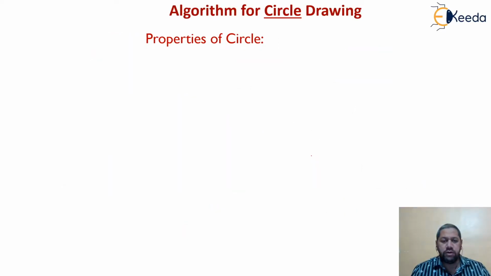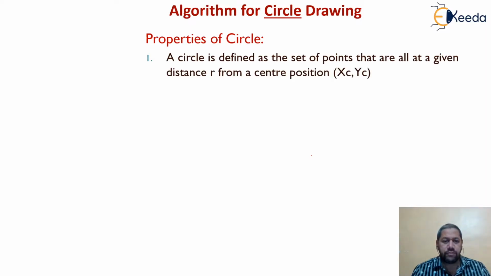I think we should start by considering the different properties of the circle first. Okay, so as we have to draw the circle, we are going to consider the properties of the circle. The first property is that a circle is defined as a set of points that are all at a given distance r. So for the circle, what is necessary for us to consider is the radius of the circle, that is r.